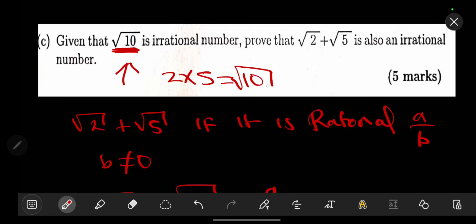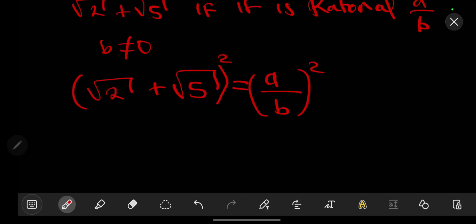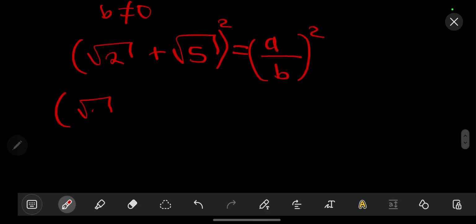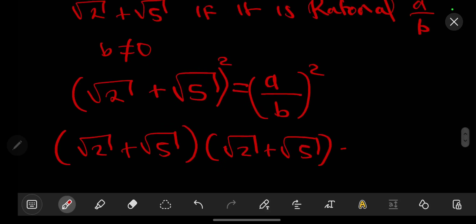Now it should just be in a square root. So how do I do this? What I'm just going to do is square both sides. When I square both sides, I'll end up with something like this. This equation is the same as the square root of 2 plus the square root of 5, then we have the square root of 2 plus the square root of 5 should be equal to a squared over b squared, like that.